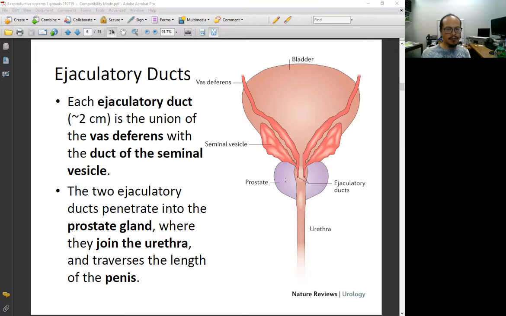The prostate gland will also provide some of this fluid to mix with the sperm, and then enter into the urethra. So that's that.